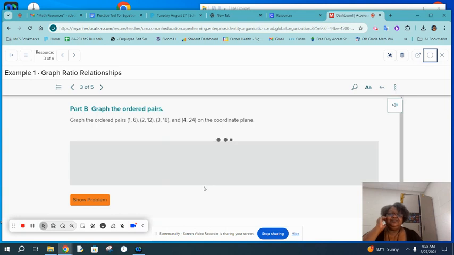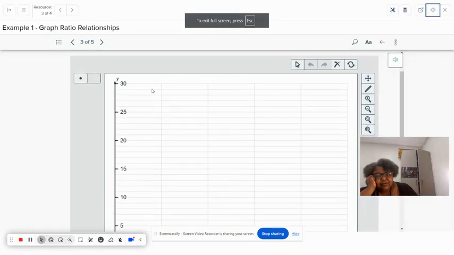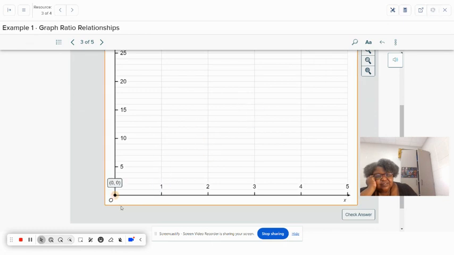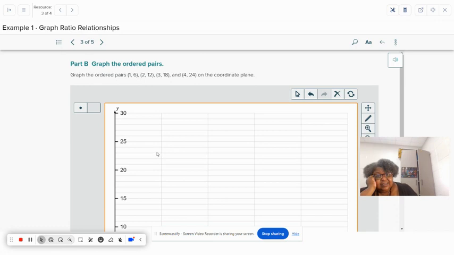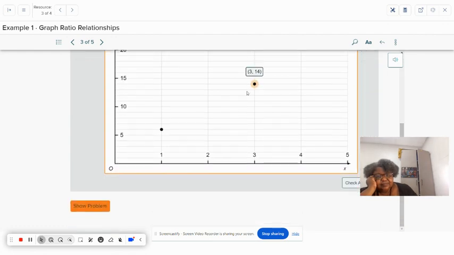Okay, here we go. So graph the ordered pairs 1, 6, 2, 12, 3, 18, and 4, 24. So let's do 1, 6 first. So where X is 1, Y is 6. You see the 1, 6? Then 2, 12. So we start here 1, 2, and then up 12. And that gives us our 2, 12.